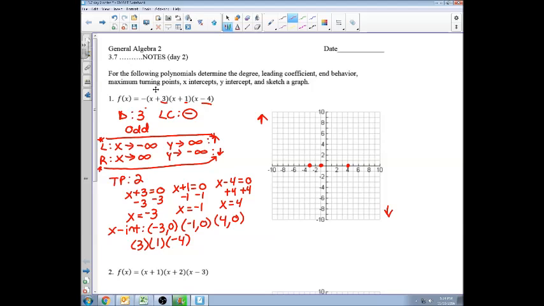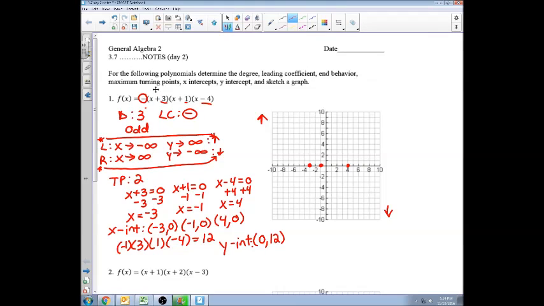Now, the one thing you have to be careful of is, is there a negative out front? There is, so I'm going to add a negative 1 to this. What is negative 1 times 3 times 1 times negative 4? It's going to end up being positive 12. Again, just like my x equals negative 3, negative 1, 4, this will not be my y-intercept, but I will use that 12 to tell me my y-intercept. My y-intercept is going to be 0, positive 12.